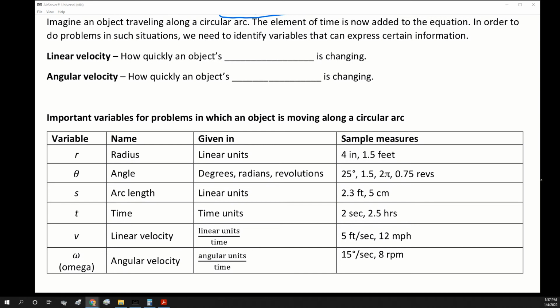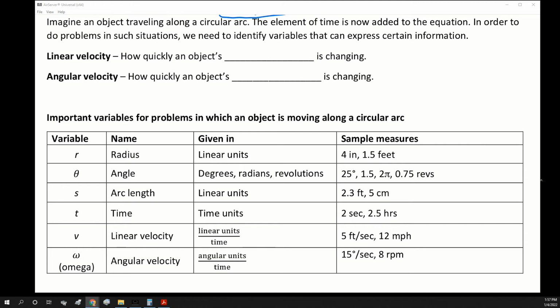All right, last day in the packet. On this, we're introducing two new concepts we hadn't talked about so far in the packet, which is linear velocity and angular velocity. So if you imagine an object traveling along a circular arc, or like you running around a track, or NASCARs running around a race, the element of time is now added into the equation. So in order to do problems in such situations, we need to identify variables that can express certain information. So before we do, let's talk about linear velocity and angular velocity.